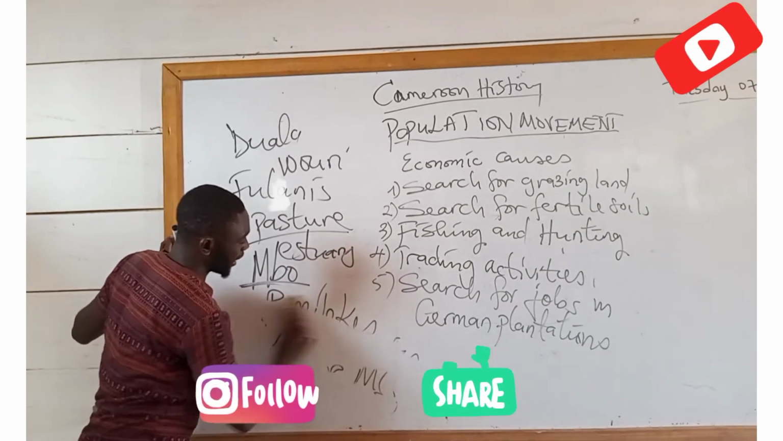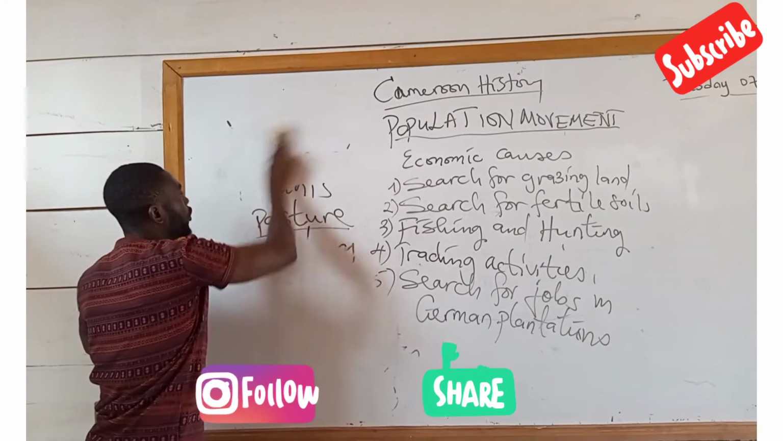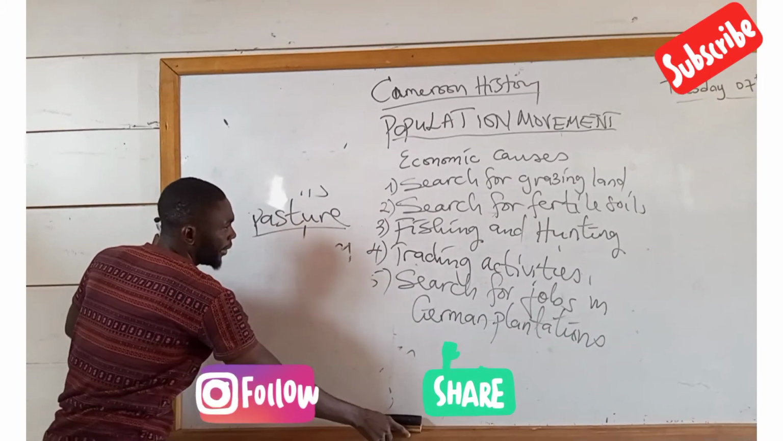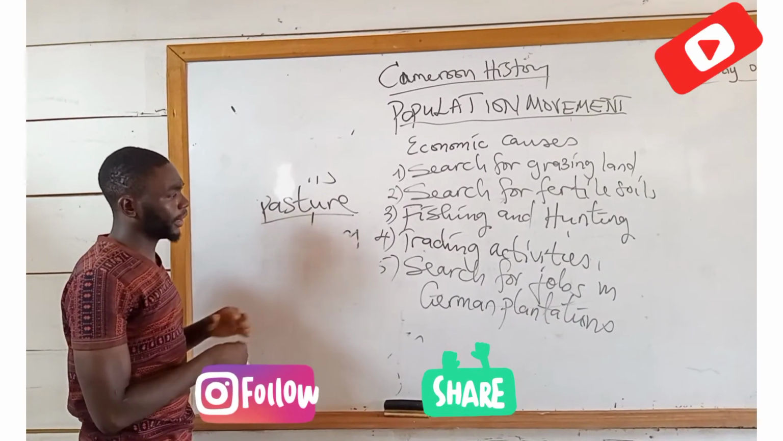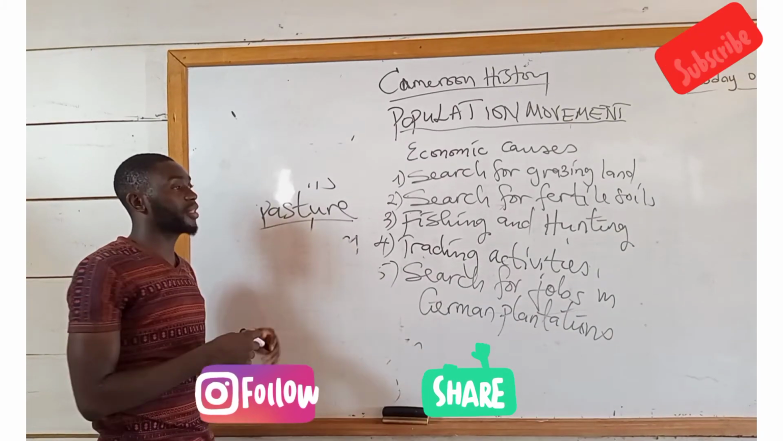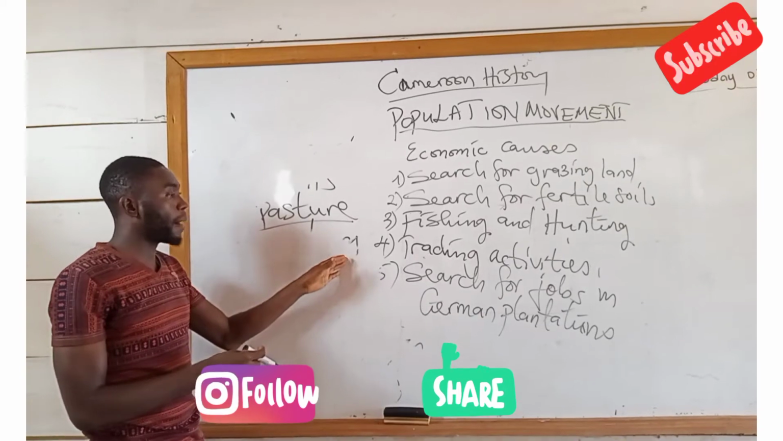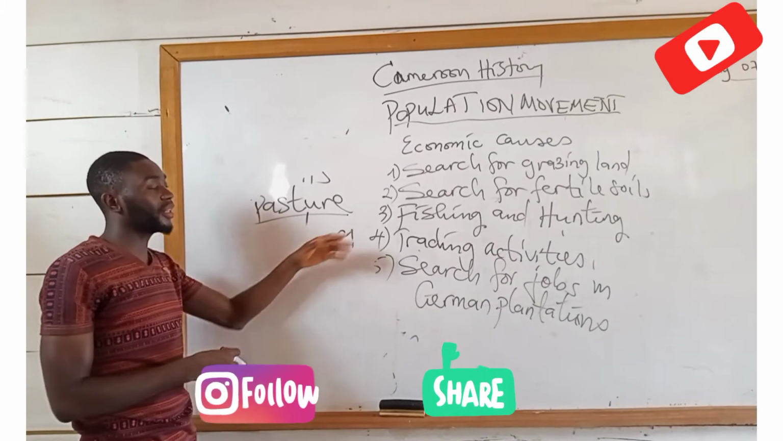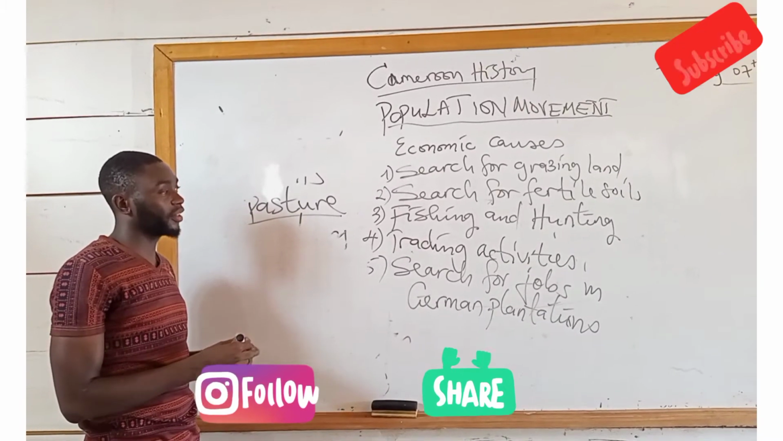Another example, we talk about the barbarians who were also moving along the river because of fishing activities. We talk again about the case of the Fang and the Betis who also settled around the river bank in the west because they needed fishing activities along the rivers.